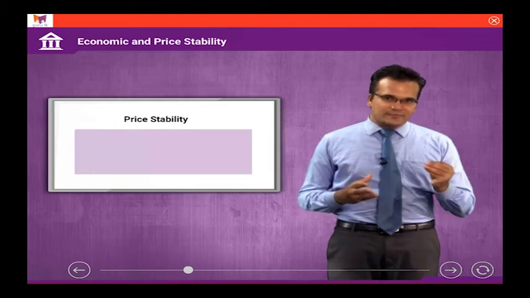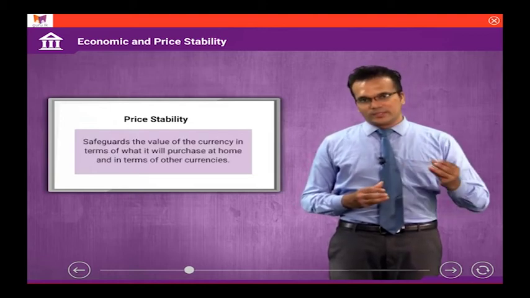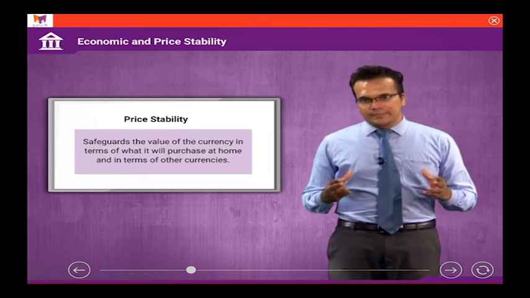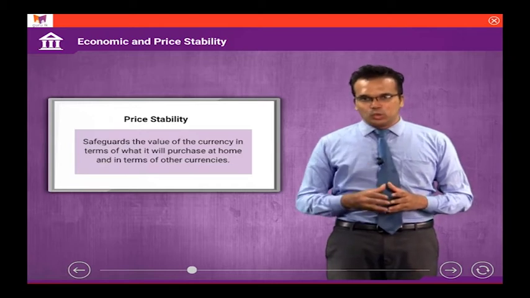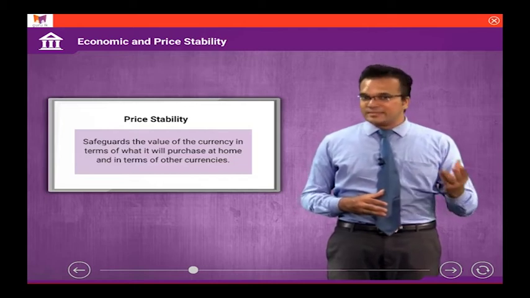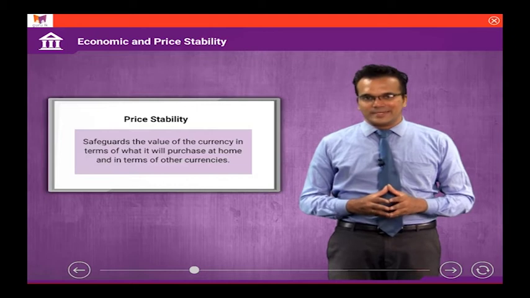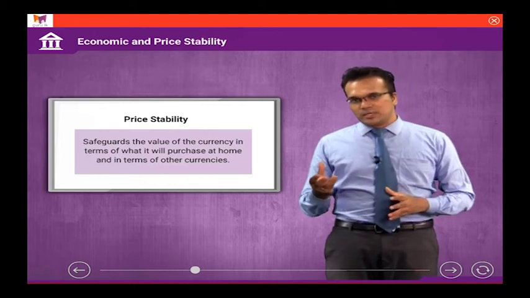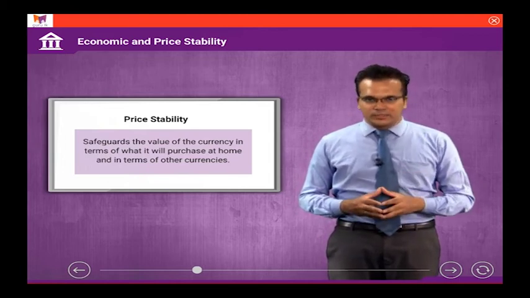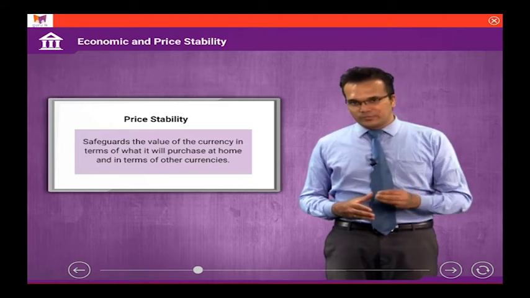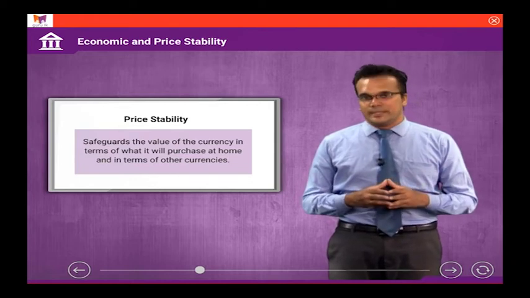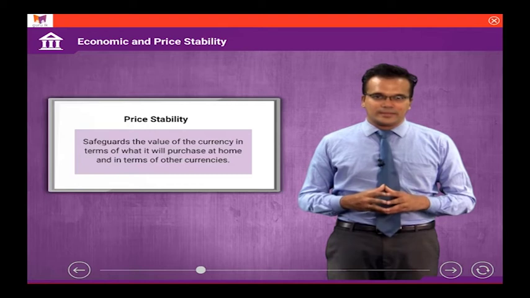Price stability safeguards the value of the currency in terms of what it will purchase at home and in terms of other currencies. We learned previously that price stability or stable prices mean low inflation. We know that the economy performs well when inflation is low, and hence it is the responsibility of the central bank to maintain it at a low level. As such, the central bank should have an expanding monetary policy which increases infusion of money to the economy when prices are in a downward trend, whilst a contracting monetary policy which reduces infusion of money when prices are in an increasing trend.